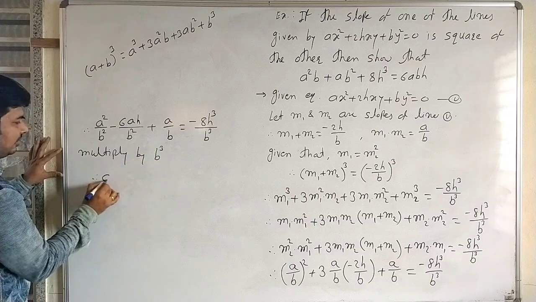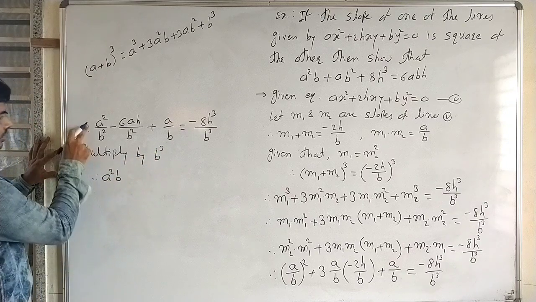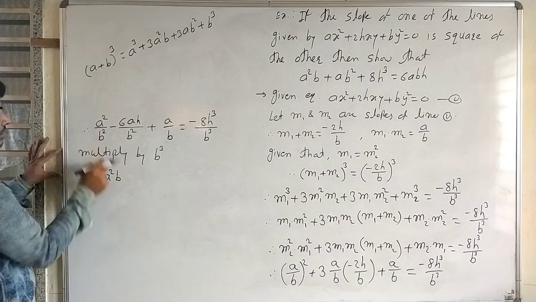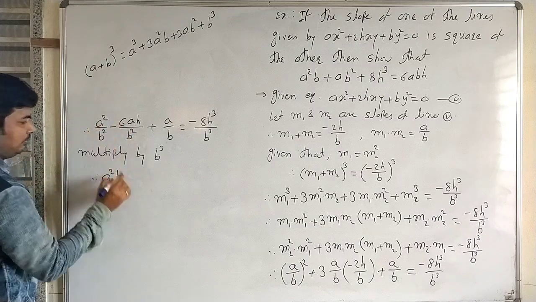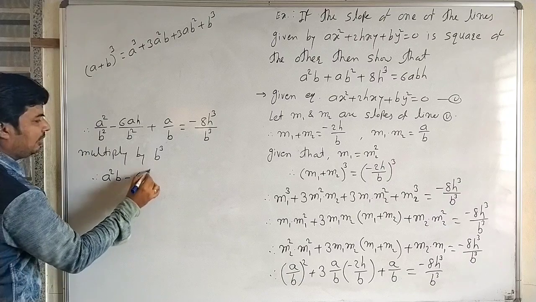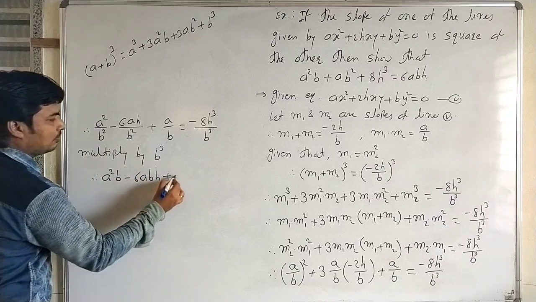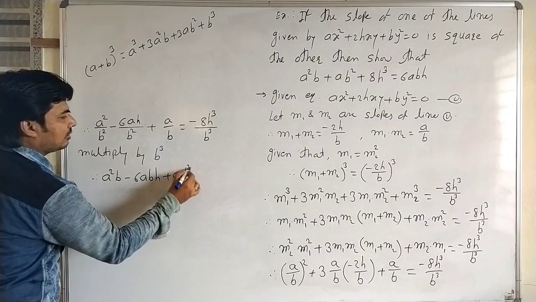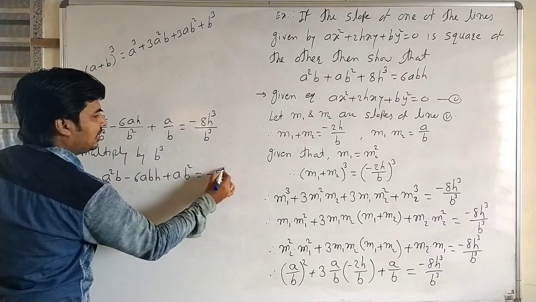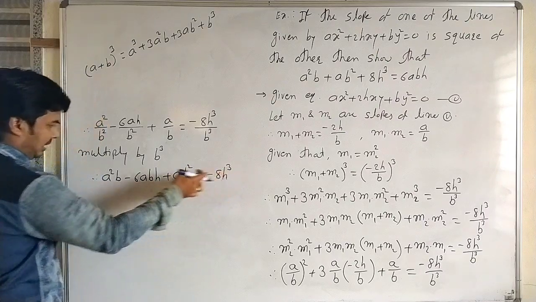Therefore we can write here a square b multiply by b cube, b square cancel, here b remaining, again here b square cancel, b remaining, minus 6abh plus ab square and is equal to minus 8h cube. Okay, and it is the proof.